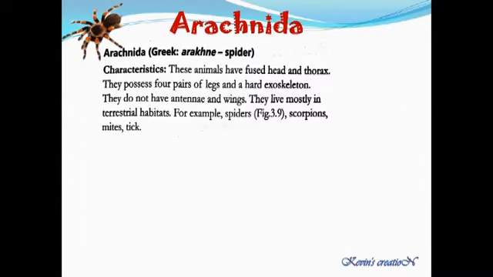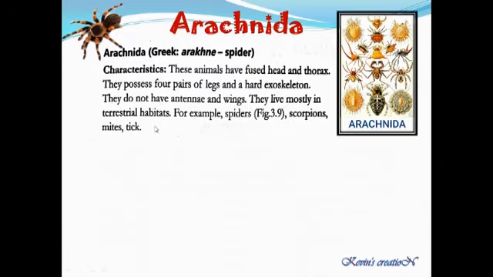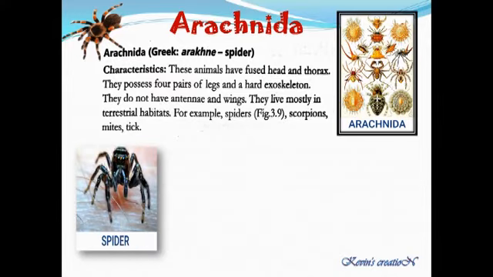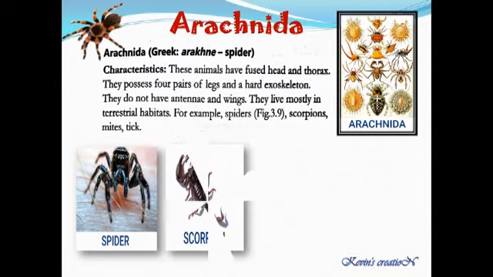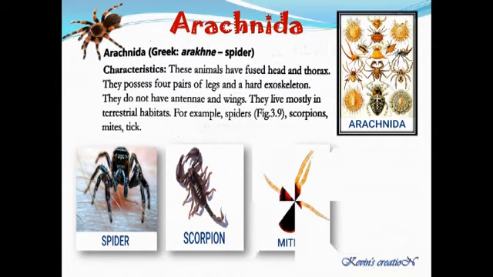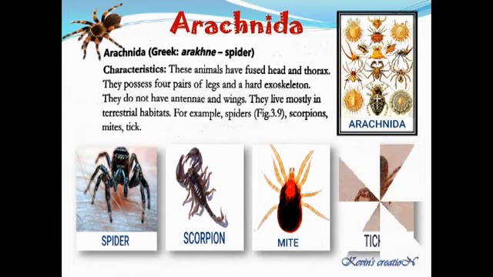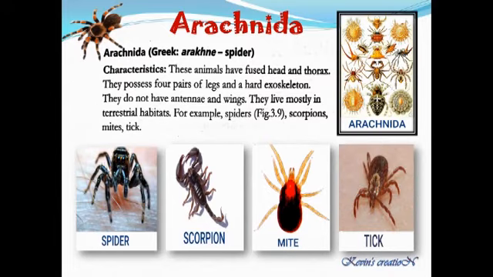Okay, so these animals have fused head and thorax. Head and neck region is together, they are fused. They have got 4 pairs of legs. Here you can see 1 2 3 4, and here 1 2 3 4. They live mostly in terrestrial habitats. Now examples you can see, all these are the members of Arachnida subgroup. Spider, it's very common in our houses. Then scorpion, you must have seen. This is mite, and this is tick.